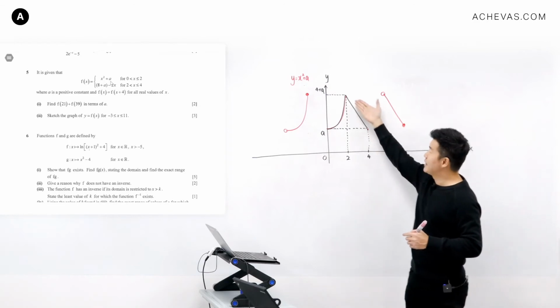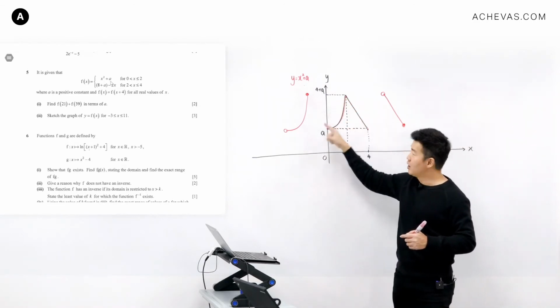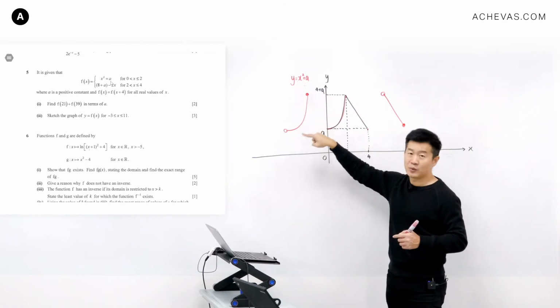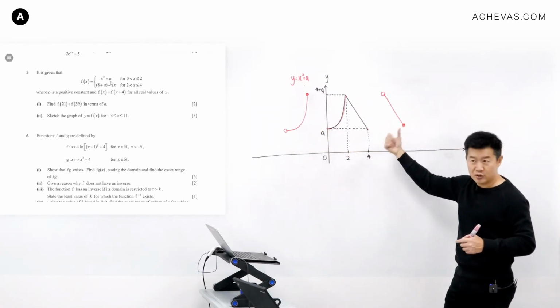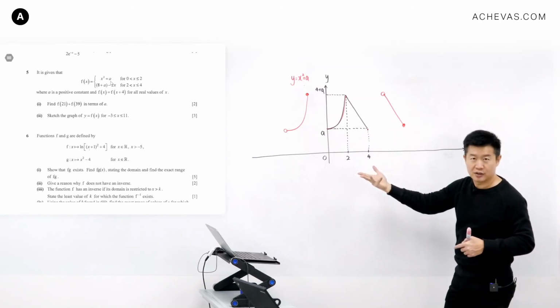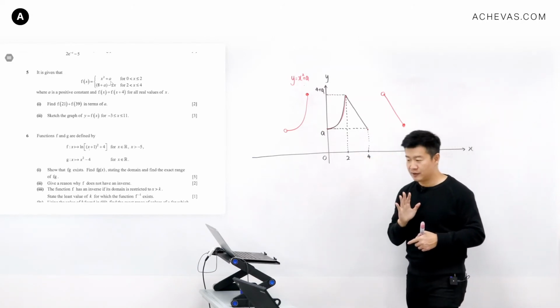And it will once again be like the same situation. The hollow dot will be intersecting with a solid dot, so I will take it. This solid dot will intersect with a hollow dot, so I will take it as a solid dot. Okay? Any question?